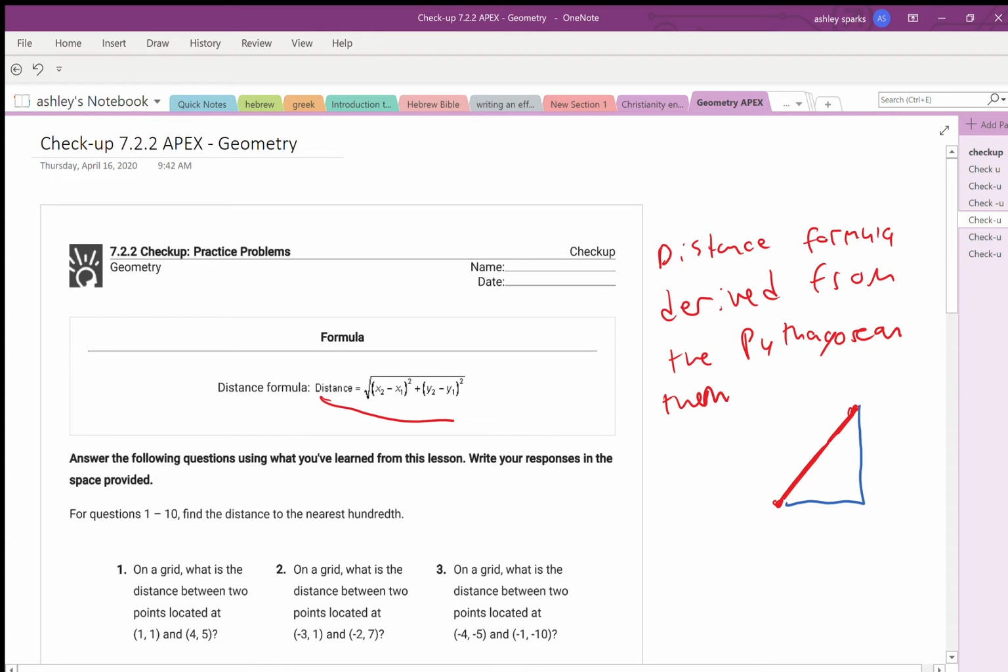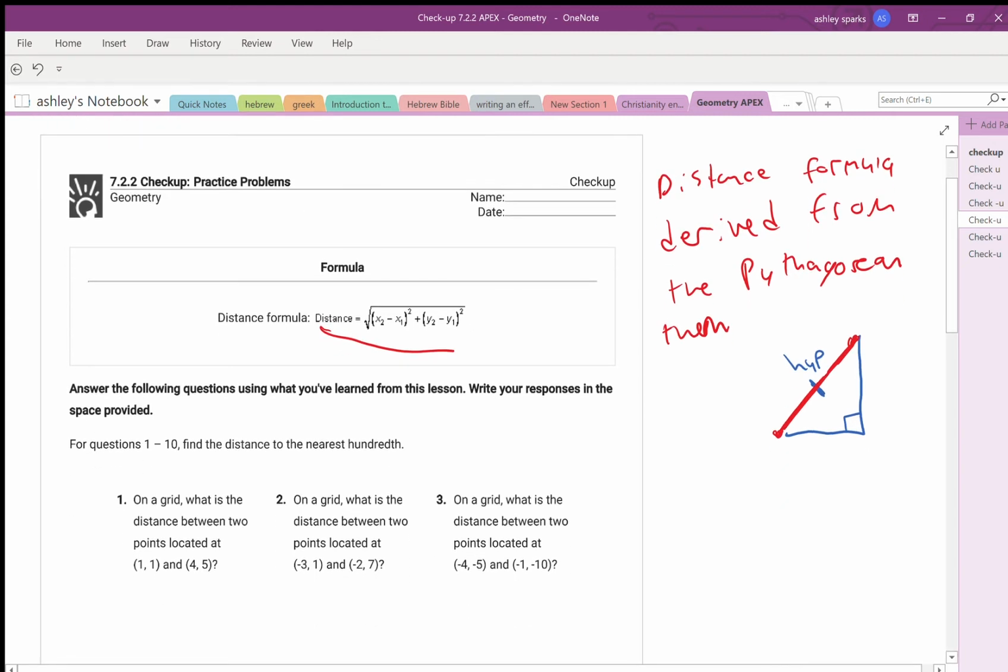So the distance formula is derived from the Pythagorean theorem because you're making right triangles, and the distance is your hypotenuse. Okay? So if you even look at the distance formula, you see the square root of x2 minus x1 squared plus y2 minus y1 squared. Distance can kind of be thought of as your c. So this should help you with a few of the vocab questions when you get to your quiz. Remember, the distance formula is derived from the Pythagorean theorem. The Pythagorean theorem is not derived from the distance formula.